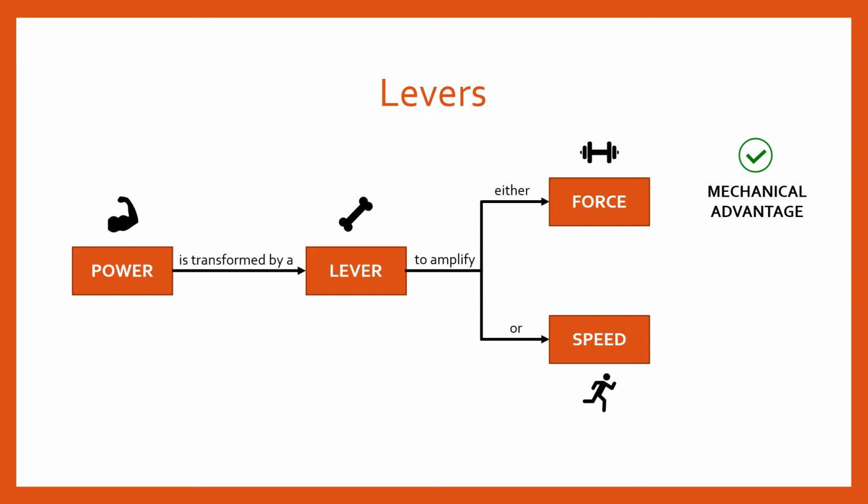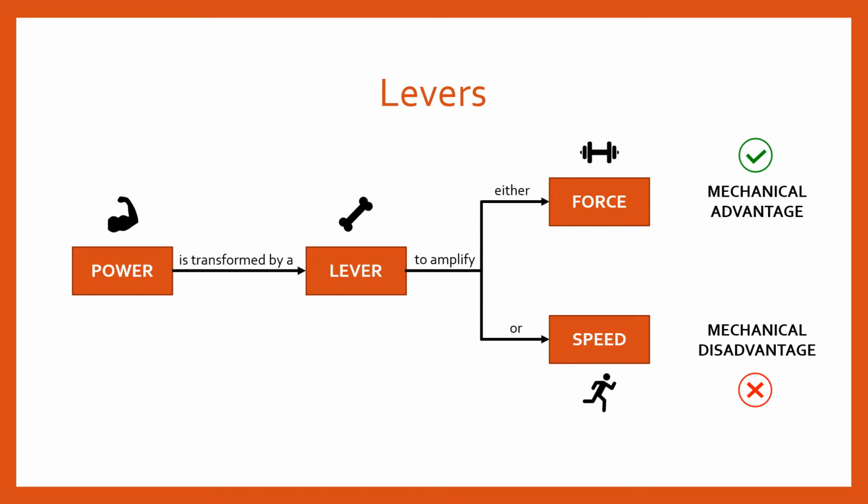Conversely, if the power input at the location of the effort in the lever system is transformed by the lever to amplify the speed of the movement of the load, then the lever is said to have mechanical disadvantage. And a lever with mechanical disadvantage is useful for moving quickly, but its disadvantage is that it comes at the cost of a loss of force output.